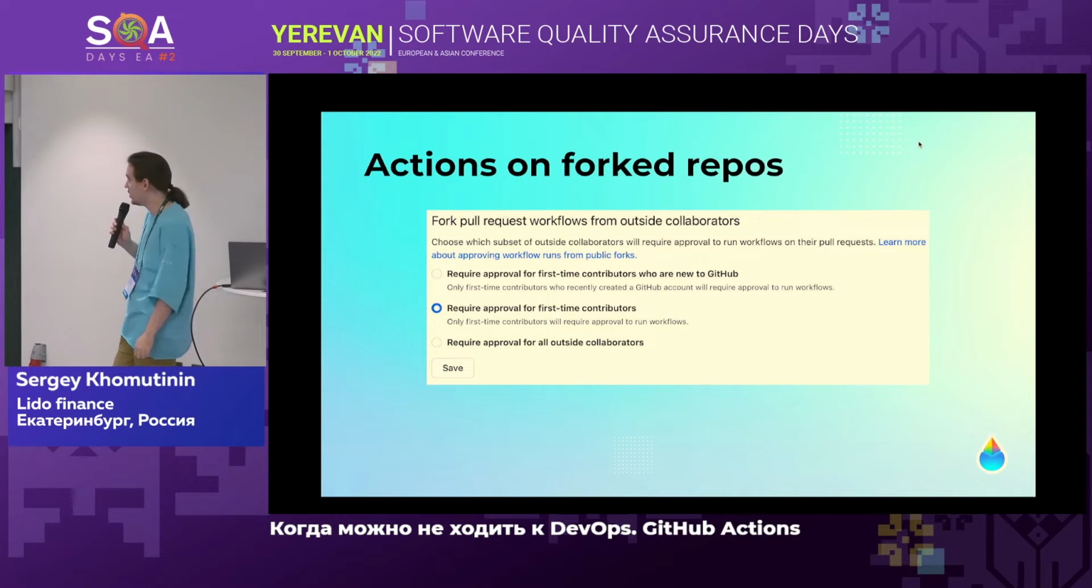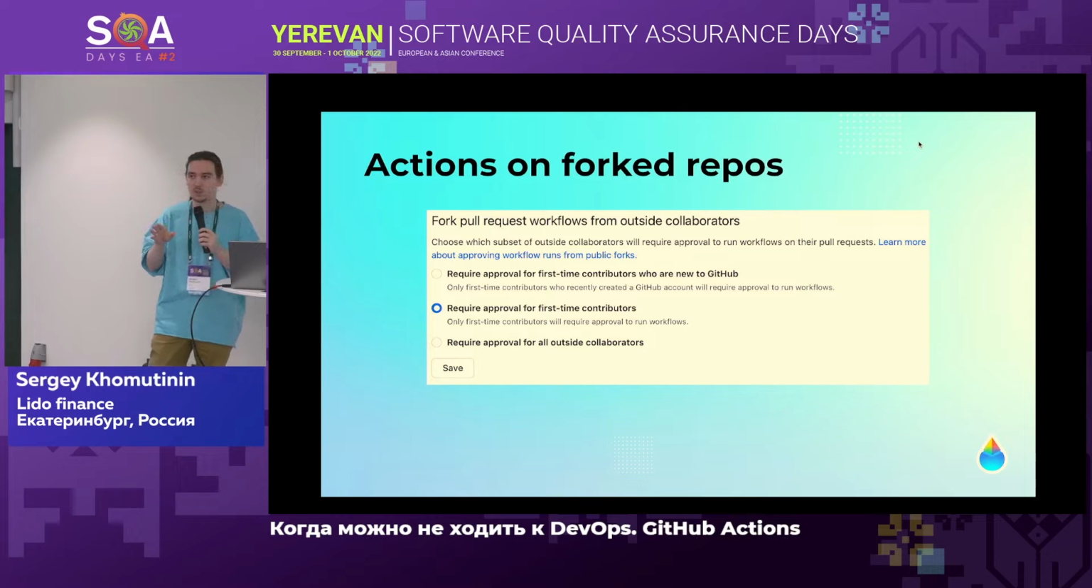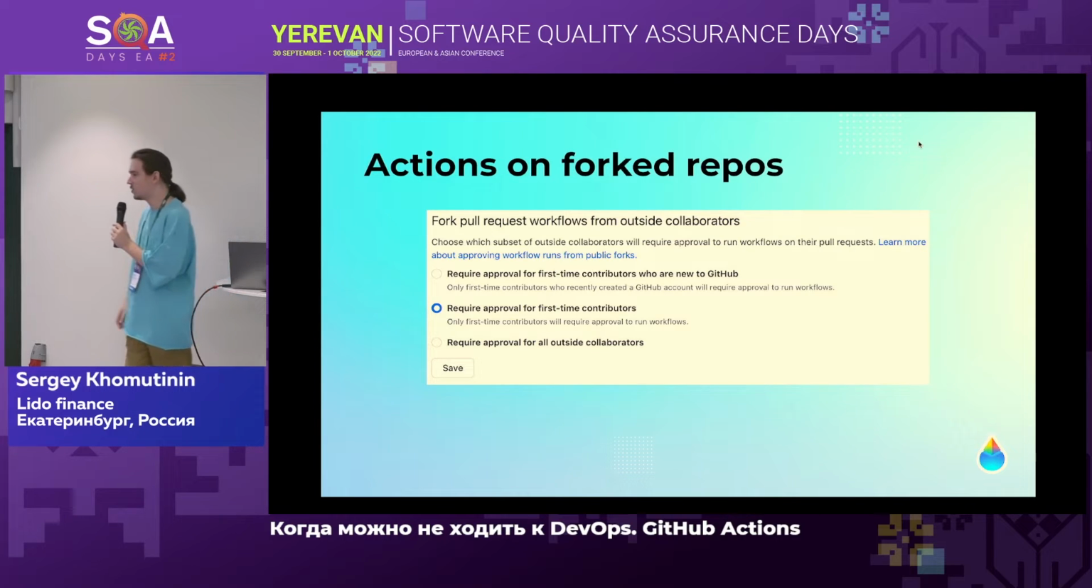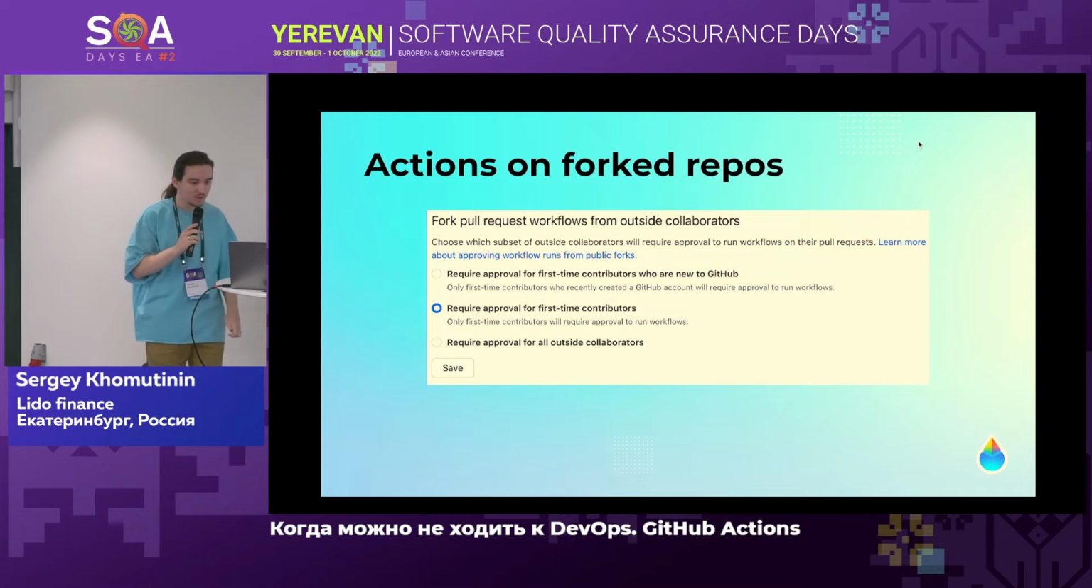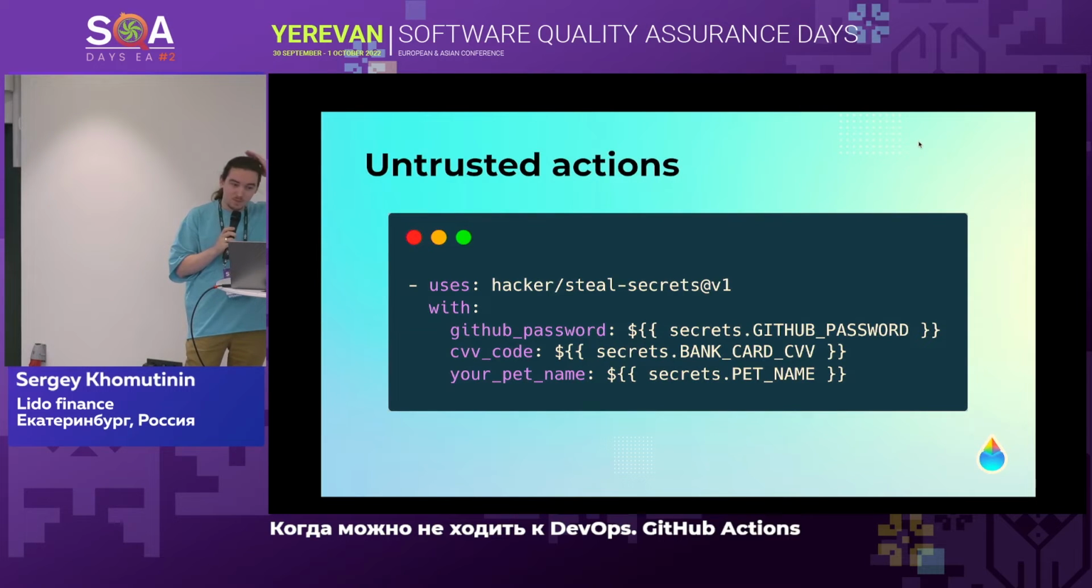Actions on forked repos, by default, are banned. For example, you have an open source project and someone works on a fork. For them, no actions will run. You need to manually make sure that no one is stealing your secrets, and then you have to approve that launch manually. I'm saying this in the hope that you won't be tempted to allow action launch for all the forks. You should not be doing that.